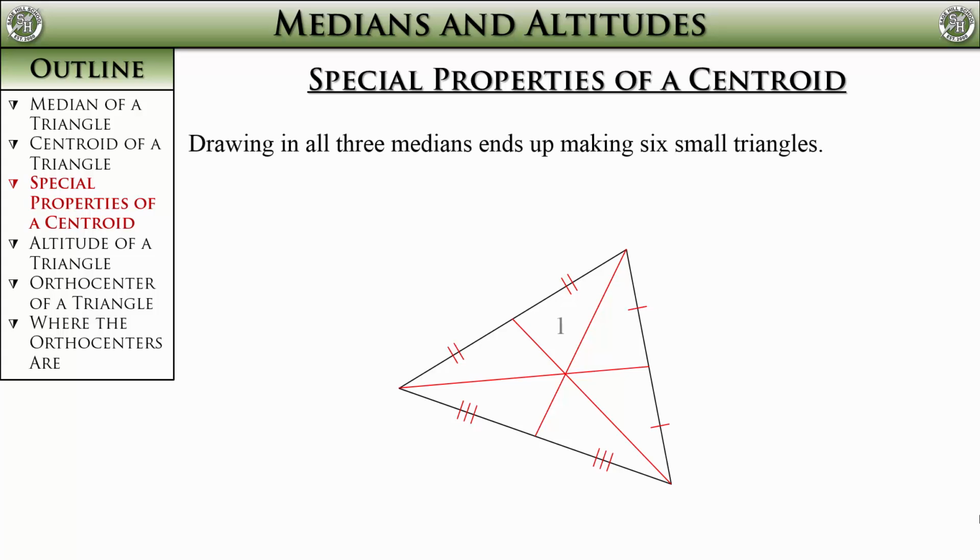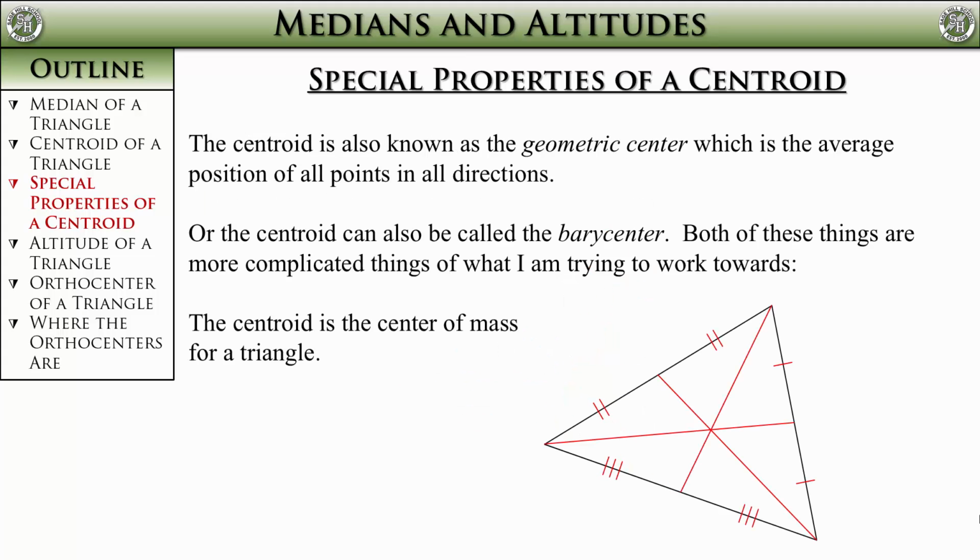Drawing in all three medians ends up making 6 small triangles. These 6 small triangles all have the same area. They usually aren't congruent, but they do always have the same area. That's kind of cool. The other special but not truly necessary fact about the centroid is somewhat related to the last fact. The centroid is also known as the geometric center or the barycenter. These are more complicated terms than we need, especially for an interesting fact that isn't even necessary for this course.